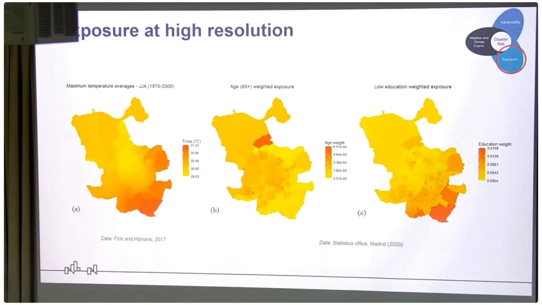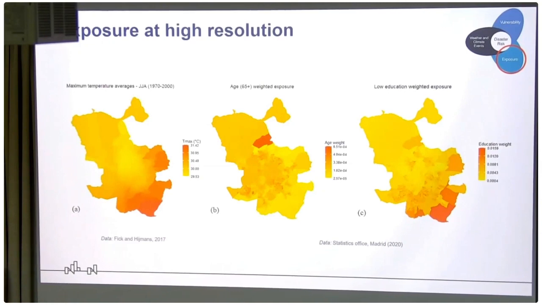So just to show you how important high-resolution data is, here we have 1 kilometer maximum temperatures data from the WorldClim dataset for summer months. These are averages from 1970 to 2000. And when we go down to these scales, we can already see that some regions in the city are more affected by temperature than others.